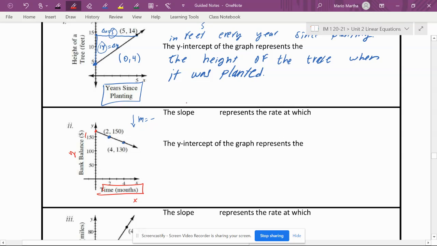So now we can say that the slope, in this case, represents, again, we want to do the same thing. So you want to find the slope first. So delta y over delta x. Now, again, in the previous lessons, you did the formula for it, which was to subtract the y values. So 150 minus 130.